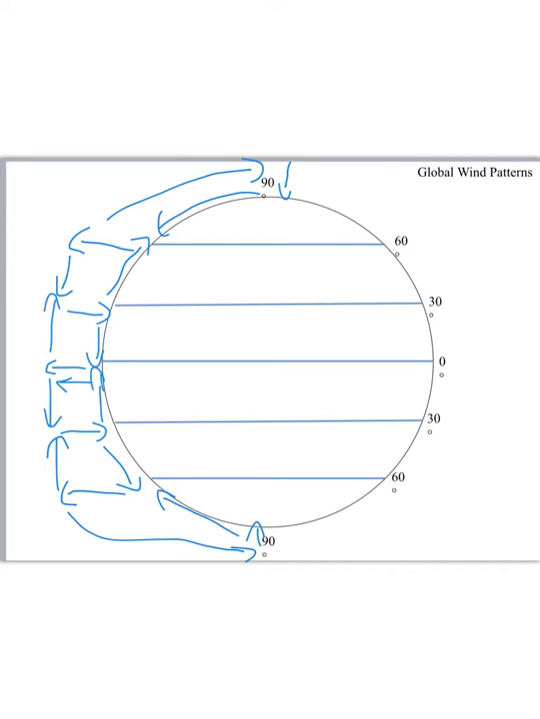The air is constantly rising, sinking, moving north, and moving south. This is a simplistic model of what's happening in our atmosphere. This is not going to be the true thing that happens in our atmosphere. This leads us to our next question.